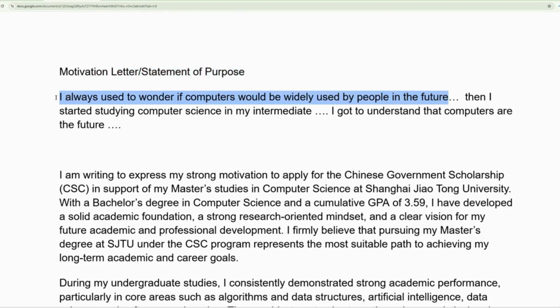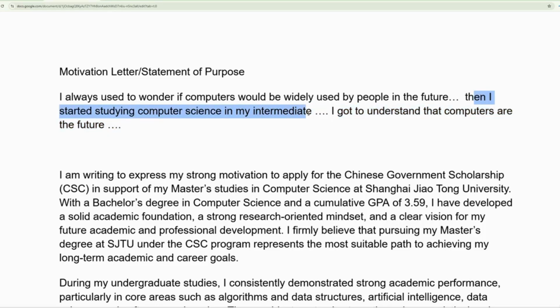Something like this, start with something more personal: that you thought there was this problem and then you did this degree, or you are thinking there is this problem, then you are going to pursue a master's. You can build up a story in so many different ways. It's up to you how you narrate your story. It's not like simple essay writing, but perhaps creative writing. So if you start with these lines, I always used to wonder if computers would be widely used by the people in future, and then of course so on and so forth.